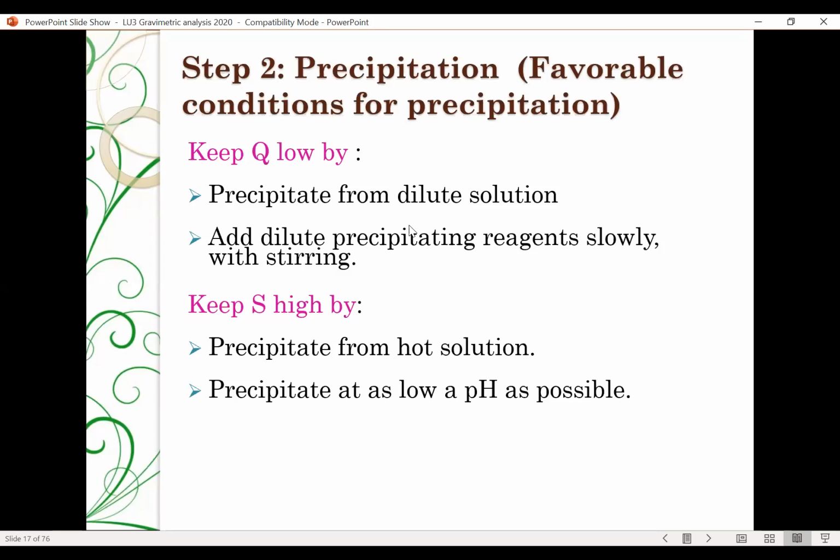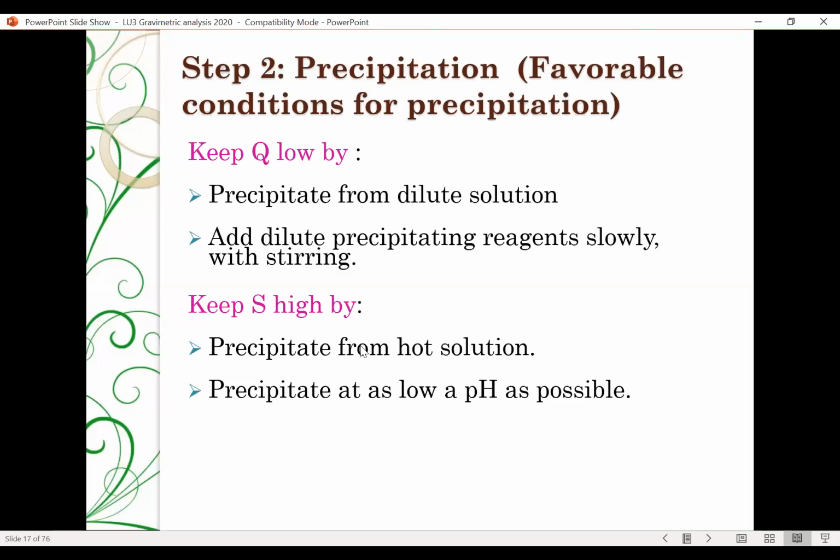Okay, and then we want to add dilute precipitating reagents very slowly with stirring. So what does that mean? We want to make sure that the reaction between the precipitating reagent and the solution happens perfectly, so more ions can bind together and form larger crystals.